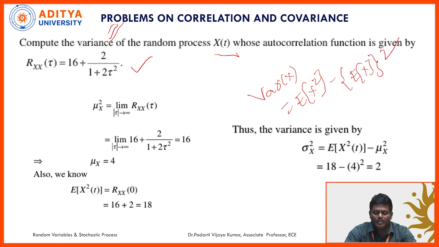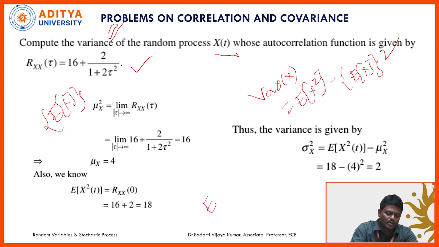From the properties of the autocorrelation function, I can compute the expectation of X whole square using this formula. The limit as tau tends to infinity of Rxx of tau gives you the expectation of X whole square. When tau ranges towards infinity, 2 by 1 plus infinity will be 0. So this value is equal to 16, which is equal to mean whole square. So the mean value will be the square root of 16, the mean value is 4.